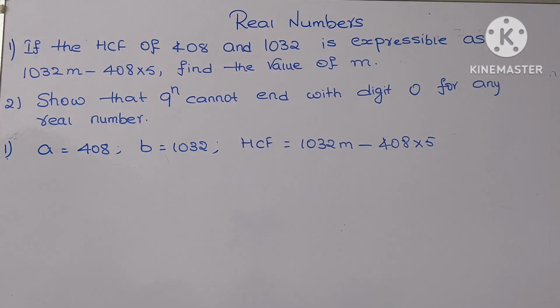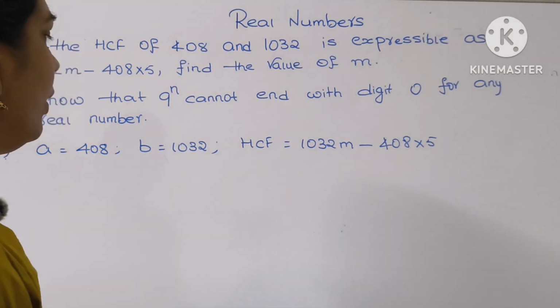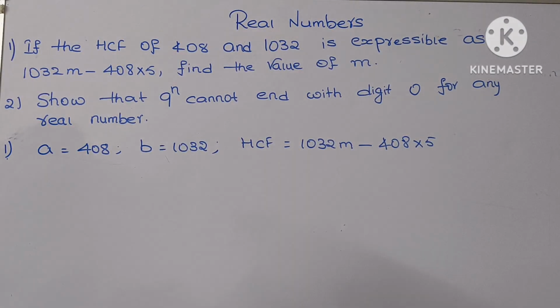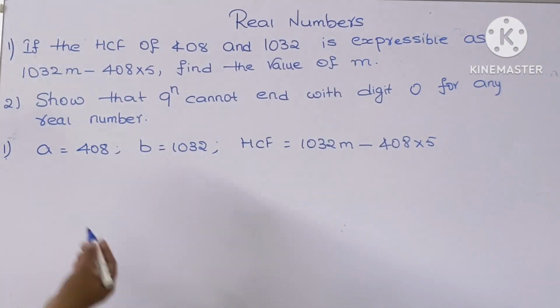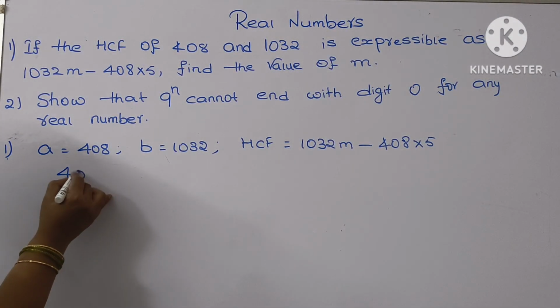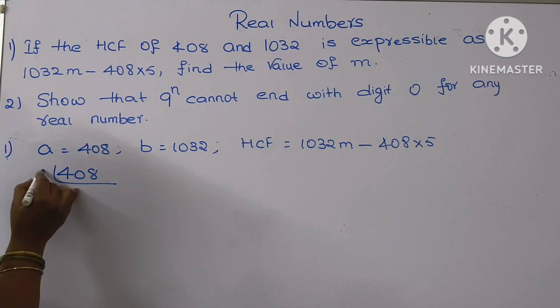Now what is the question? The question is, he is asking us to find the value of m. Since they did not give us the value of LCM, we have to use the prime factorization. Let us find the prime factorization of 408.